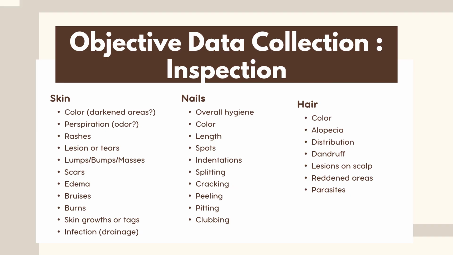Do they have hyper or hypopigmentation? Hyperpigmentation, many times, if they have dark spots, can be related to an endocrine disorder. And then hypopigmentation can be scarring, vitiligo, different types of diseases and conditions. Then you go down to perspiration. Is there an odor with it as well? So we want to assess the moisture level and odor.